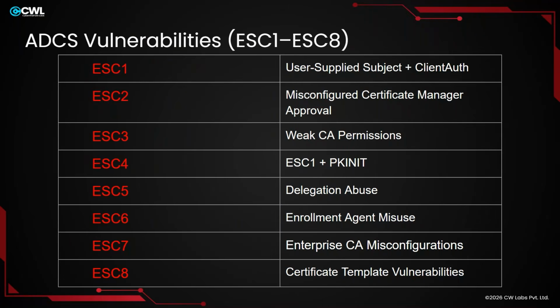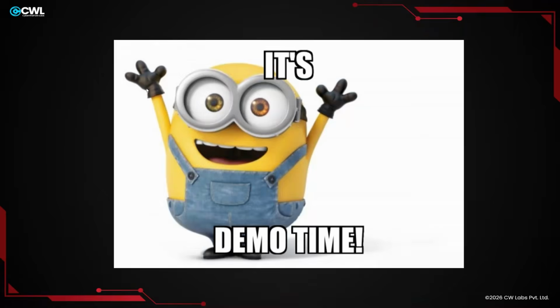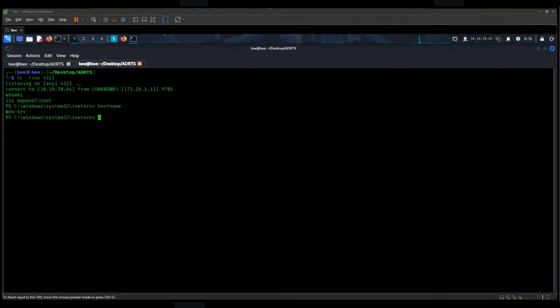ESC7, we can use weak ACL configuration in the environment. We can use that to modify the certificates. We can use that misconfiguration to exploit ESC7. In ESC8, unsafe settings, like using old or outdated templates. With the templates, we can exploit the ADCS. Next, now we go with the demo.